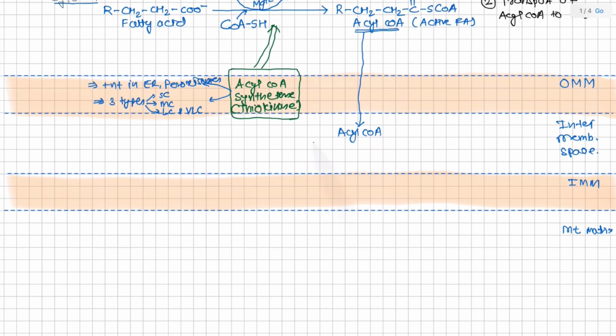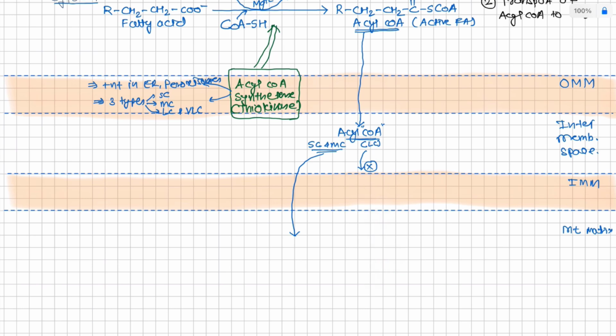Now this acyl coenzyme A needs to get transported across the inner mitochondrial membrane. But acyl coenzyme A derived from short chain and medium chain fatty acids is actually freely permeable across this inner mitochondrial membrane. This is not the case with long chain fatty acid derived acyl coenzyme A. Long chain derived acyl coenzyme A cannot get transported across this inner mitochondrial membrane. The problem is this coenzyme A. It does not let this acyl coenzyme A pass through the inner mitochondrial membrane.